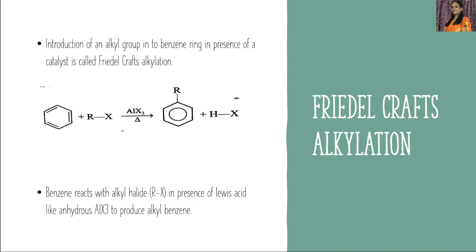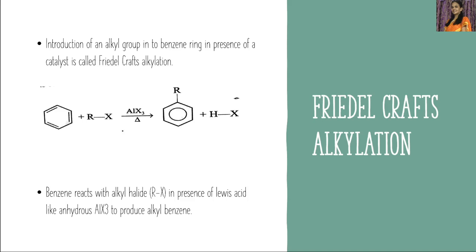An alkyl group is introduced into the benzene ring in presence of a catalyst like AlX3: AlCl3, AlBr3, like that, aluminium chloride, aluminium bromide. This is called Friedel-Crafts alkylation. So in Friedel-Crafts alkylation, benzene reacts with an alkyl halide, that is RX, in presence of a Lewis acid like anhydrous AlX3 to produce alkyl benzene. So alkyl benzene is the product produced in the Friedel-Crafts reaction.